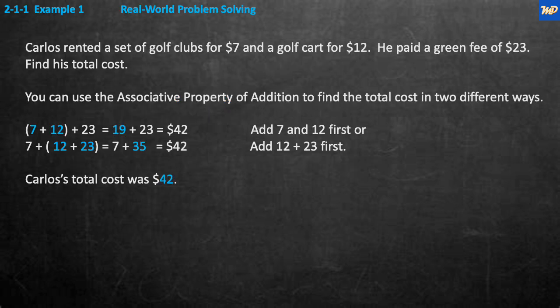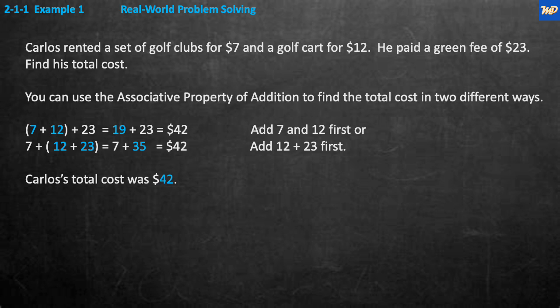Okay, example 1. It's a real-world problem we're going to solve here. Carlos rented a set of golf clubs for $7 and a golf cart for $12. Additionally, he paid a green fee of $23. Find his final cost, his total cost. Well, you can use the associative property of addition to find the total cost in two different ways. We've talked about it before. We'll look at it in real life here.